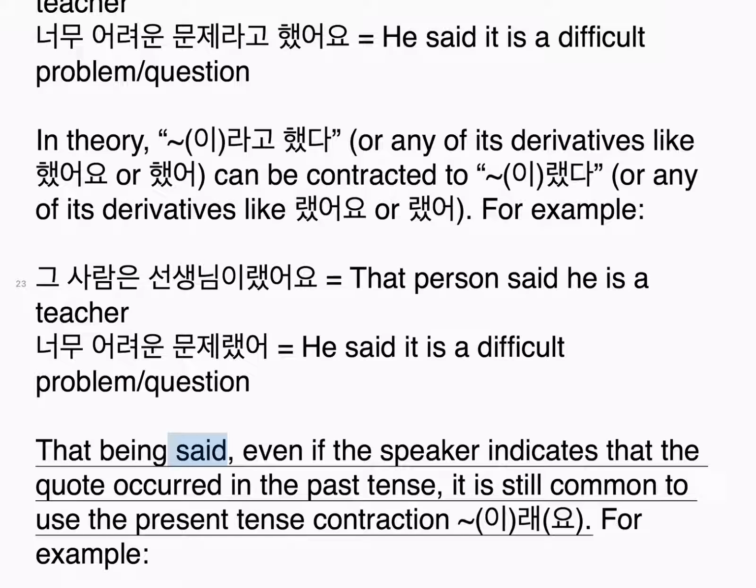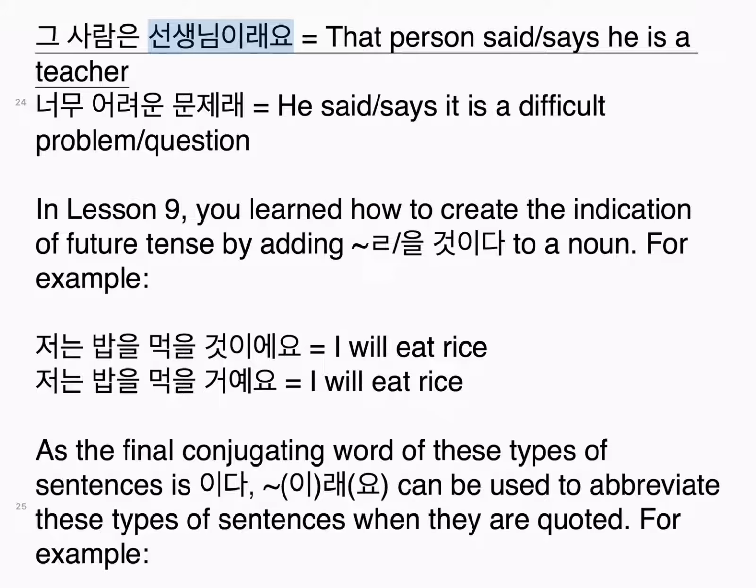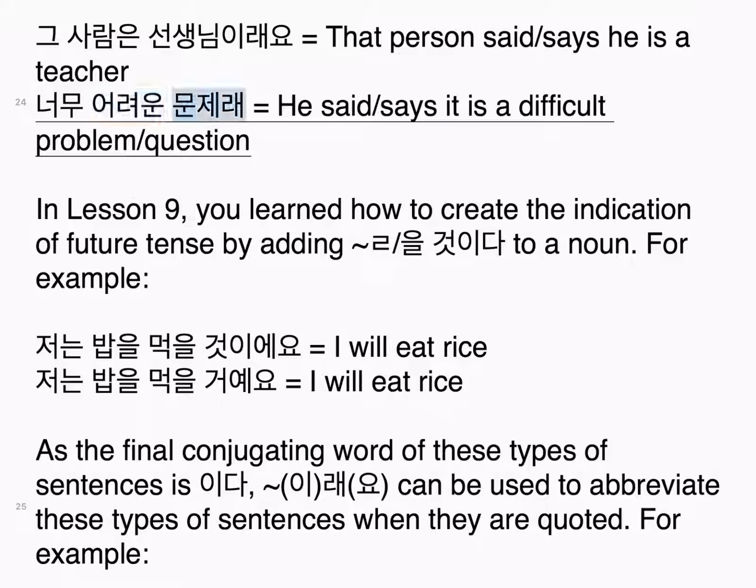That being said, even if the speaker indicates that the quote occurred in the past tense, it is still common to use the present tense contraction, 이래요. For example, 그 사람은 선생님이래요. That person says he is a teacher. 너무 어려운 문제래.